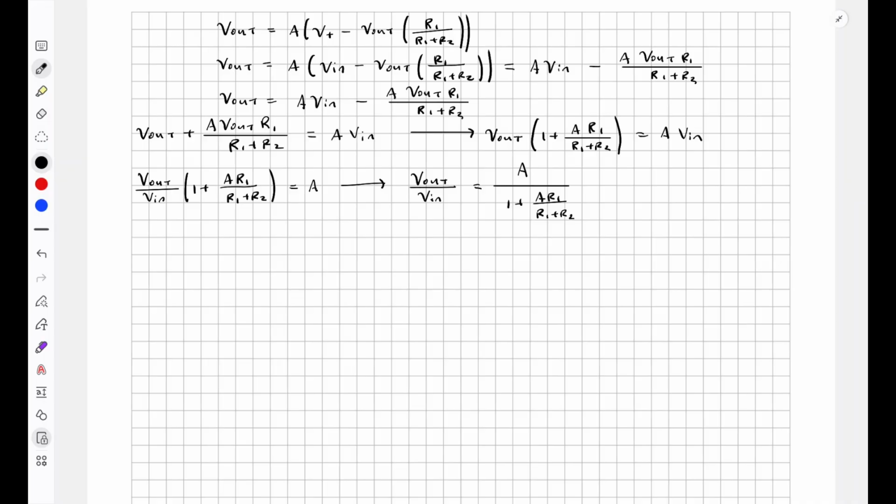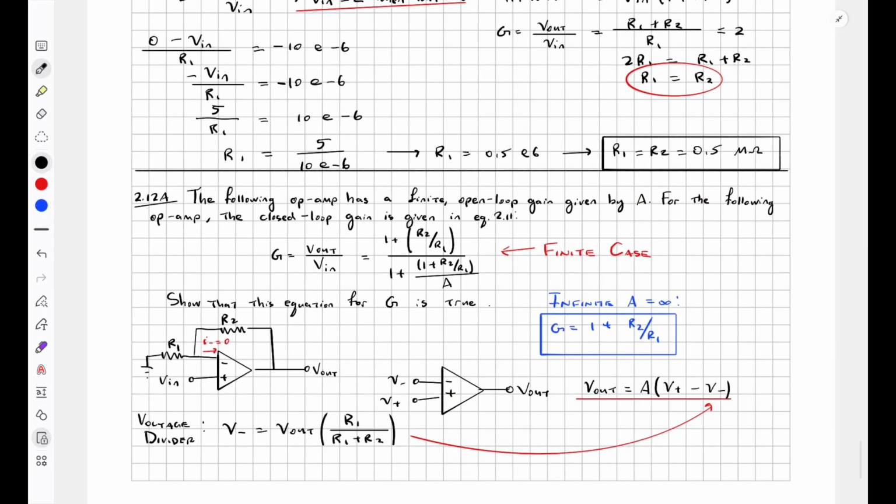Yeah, so this is equal to G. So let's call that G. And we just need a little bit more manipulation to get this into the form that we want, looking like this right here.